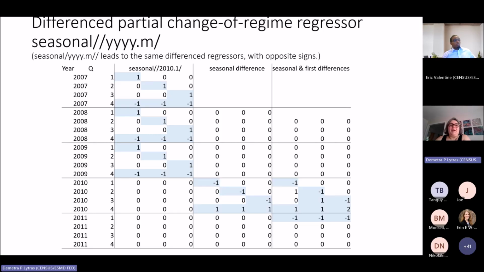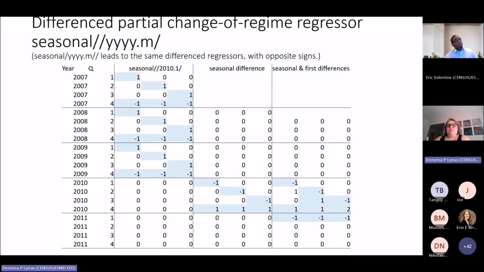Actually, let's show you why right now. If this is the partial change of regime seasonal regressor here, blue is just where it's non-zero. If you apply a seasonal difference, this is only non-zero in the year following the series. If you also have a seasonal difference, it adds one additional quarter or month of non-zero values.